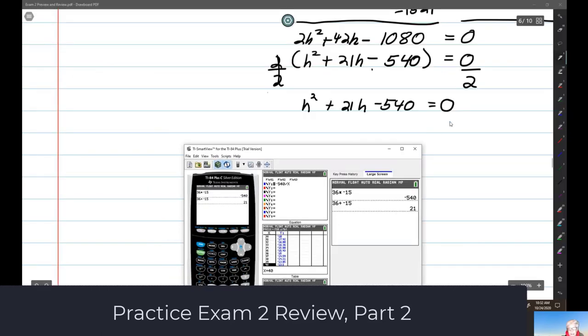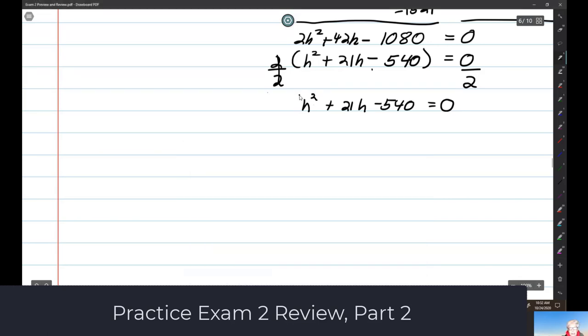Okay, and notice, much to my delight, there's a 1 in front of h squared, so we can use the short version of grouping. We have plus 36 and minus 15. So that gives us h plus 36 times h minus 15.